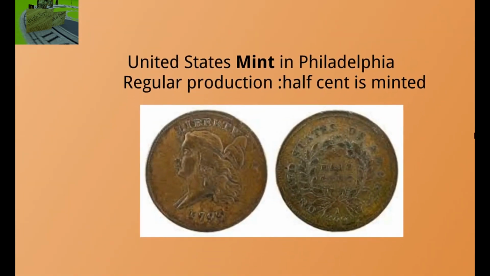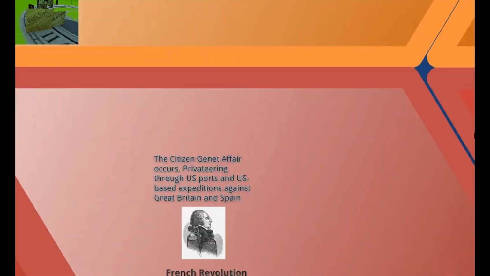So the United States Mint that we talked about earlier in Philadelphia is beginning its regular production, and the half-cent coin is minted. So currency is gradually going to be an important aspect of the United States economy.